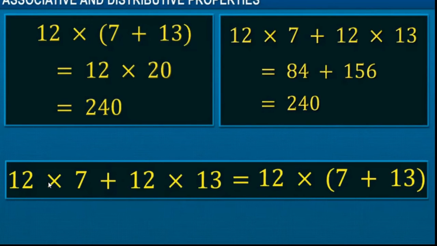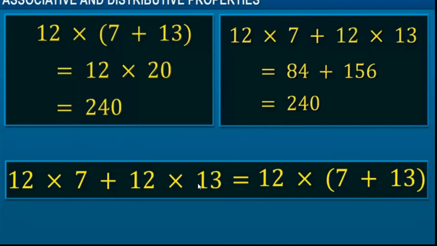12ഉം ഉണ്ട്, ഈ മൾട്ടിപ്ലിക്കേഷൻ സൈനും രണ്ടിടത്തും കോമൺ ഉണ്ട്. അഡീഷന്റെ രണ്ട് സൈഡിലും ഈ 12ഉം മൾട്ടിപ്ലിക്കേഷൻ സൈനും കോമൺ ആണ്. So I am taking it out. So when you take it out, 12 into 7 plus 13. So the answer is same.